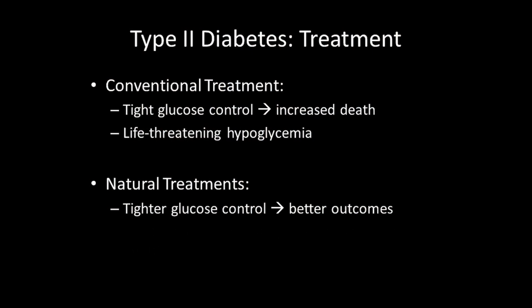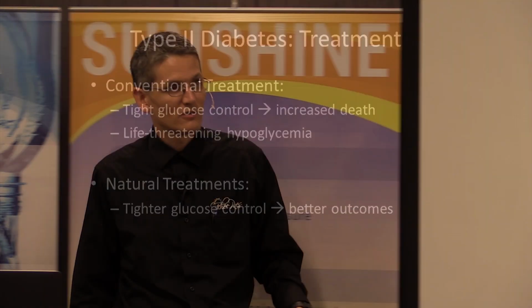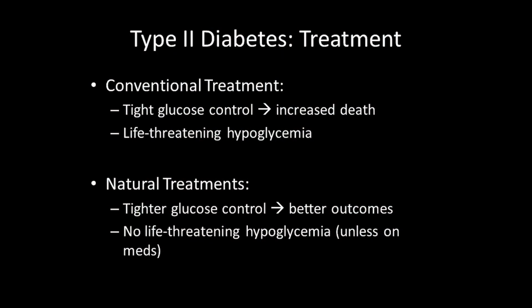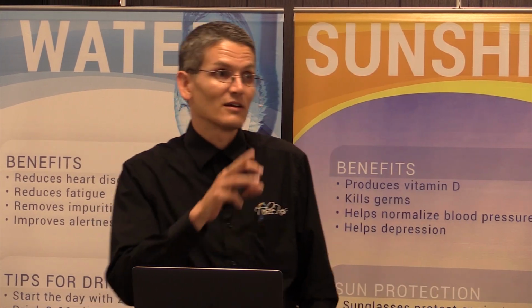From that standpoint. But what we find with natural treatments is that when you get tighter glucose control, you get better outcomes without killing people. That's nice. I like that. Why? Because there's not the life-threatening hypoglycemia unless somebody is also on their medications. Unless they're also on their medications. If they're also on medications, then you got to really watch out because that's the thing that'll kill them.